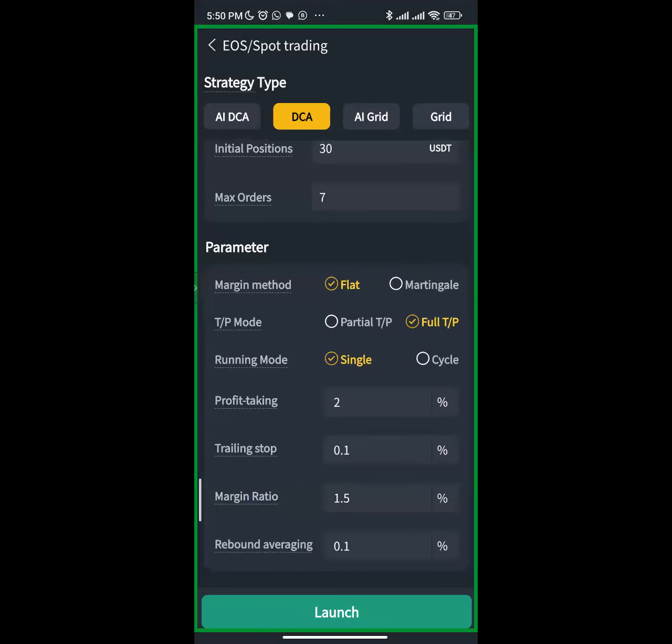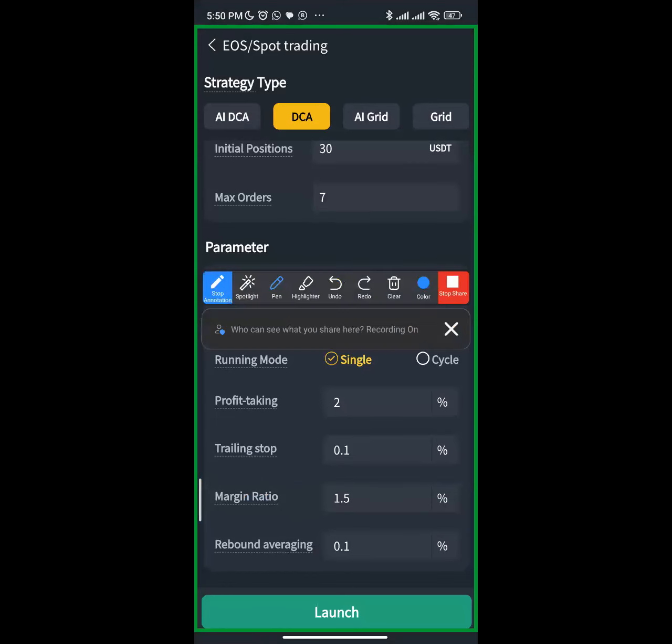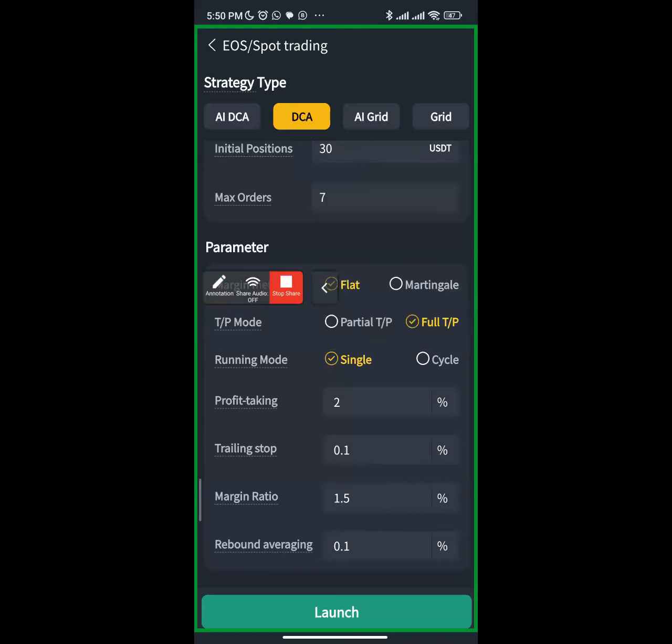Okay, good. So now I'm reducing my margin ratio to 1.5. So it's very simple. Once you see the market is favorable, you can change your margin ratio and put your initial position to maybe 20% of your capital and you trade. You will make more money using this system. So let me summarize this one, so it won't be too much.